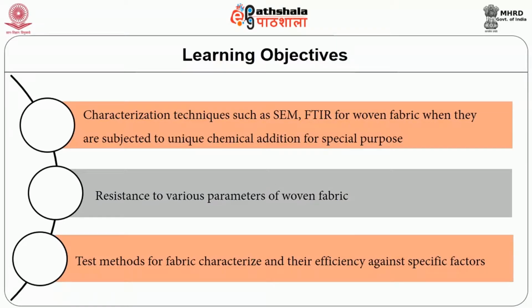Objective of the module. The module aims to discuss the following 3 points and elaborate them in detail. Number 1. Characterization techniques such as SEM and FTIR for woven fabric when it is subjected to unique chemical addition for special purpose. Point number 2. Resistance to various parameters of woven fabric is touched upon in this module. Point number 3. Test methods for characterized fabric and their efficiency against specific factors are elaborated in this module.